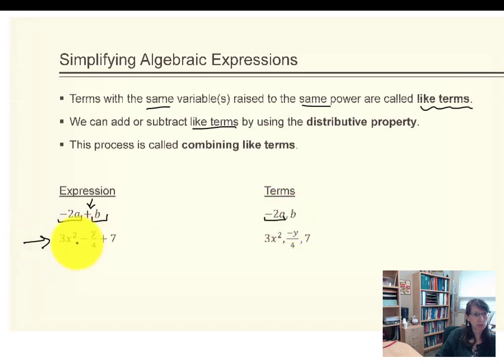In our next example of 3x squared minus y over 4 plus 7, any plus or minus signs here are what separate our terms. So the first term is 3x squared. The second term would be negative y divided by 4. Notice we're using the negative with that term, so minus y divided by 4. And last, the positive 7 would be our final term. So there are 3 different terms in this expression. Any plus or minus signs will be used to separate those terms.